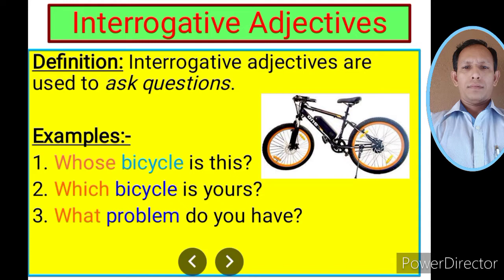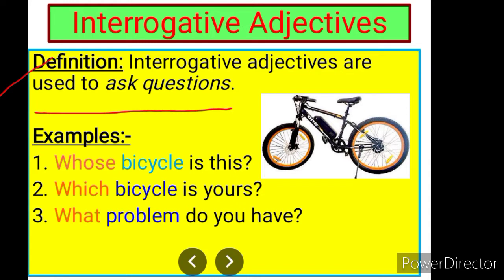And next we have interrogative adjectives. Interrogative adjectives, by the name you understand, are adjectives which are used to interrogate, means to ask. Okay, let us see the definition of interrogative adjectives. The definition is: interrogative adjectives are used to ask questions. Mark this, used to ask questions. That means interrogative adjectives are always used to ask questions.